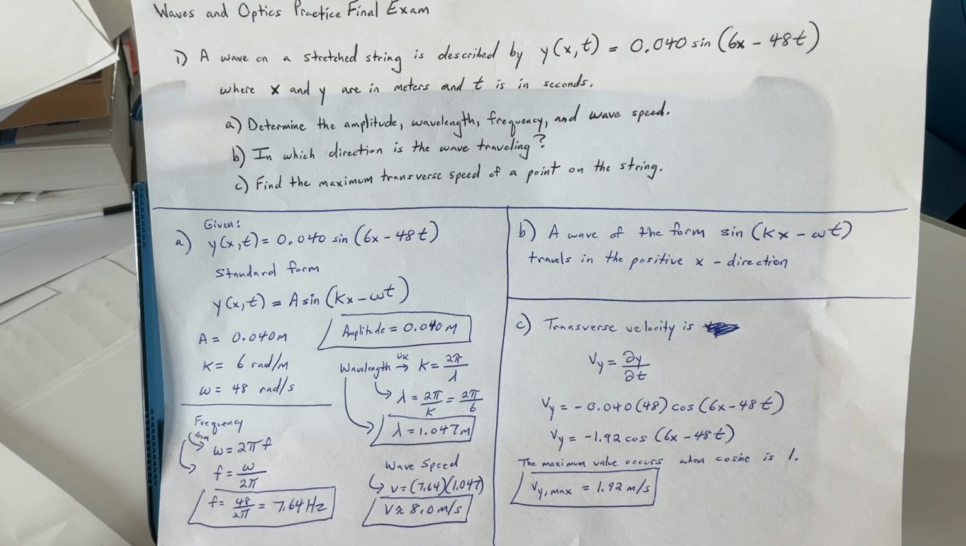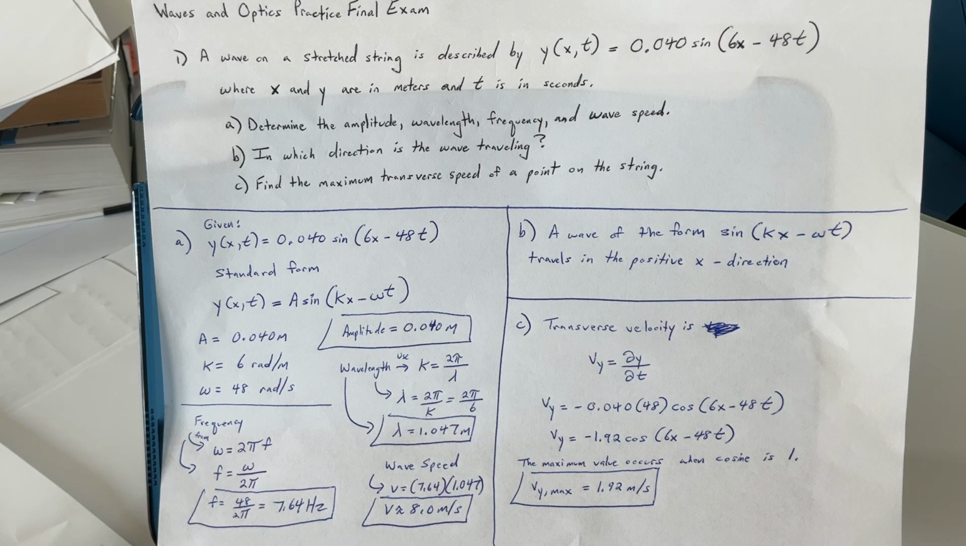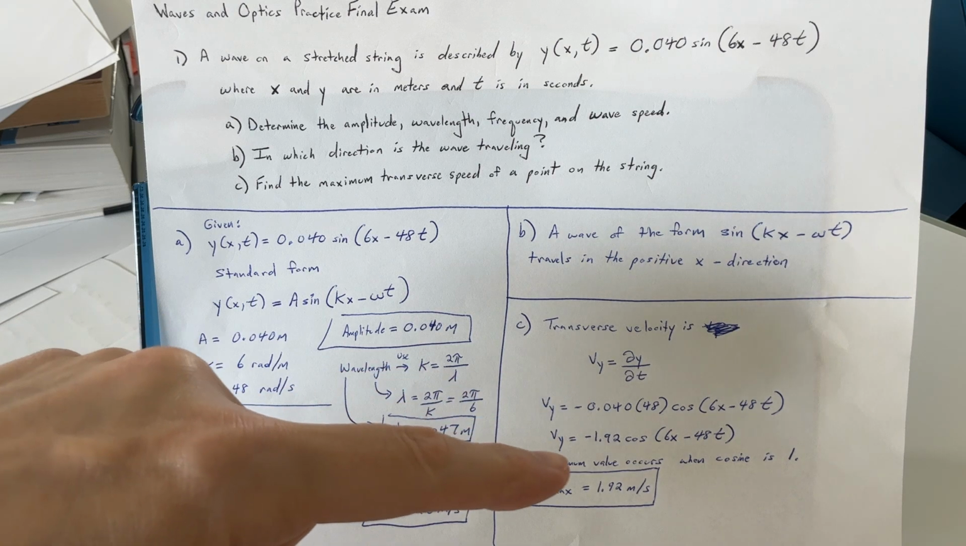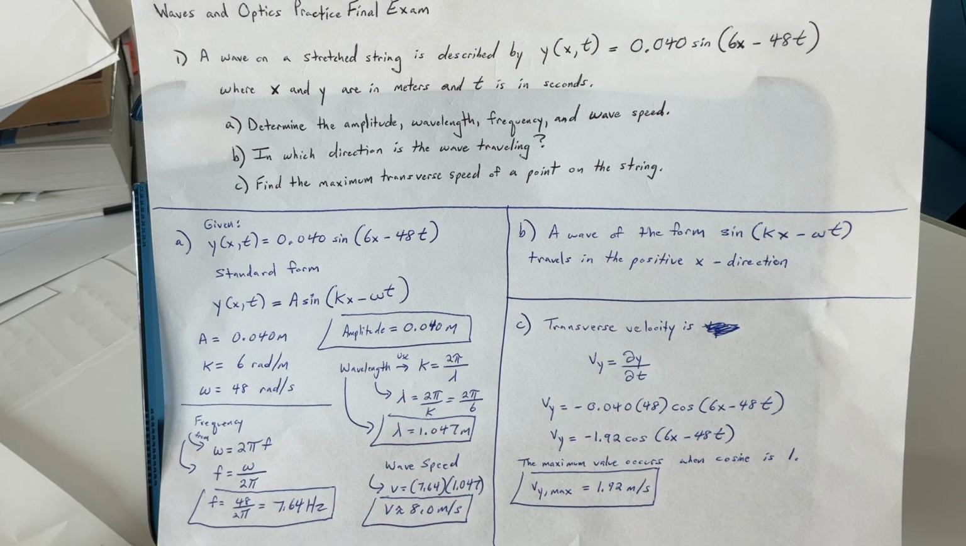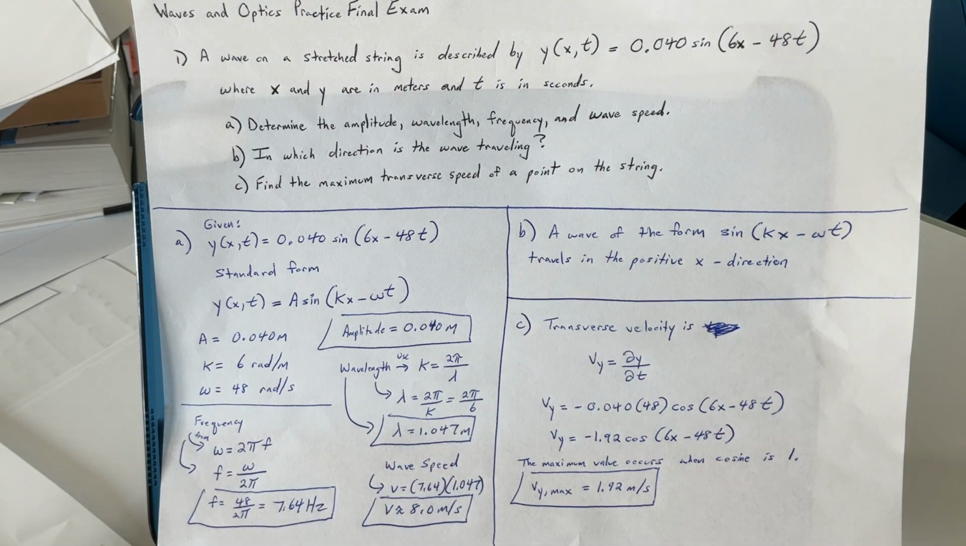Transverse velocity. Find the maximum transverse speed of a point on the string. We take the partial derivative of y with respect to t, ∂y/∂t, and the derivative is negative 0.040 times 48 times the cosine of 6x minus 48t. The maximum value occurs when the cosine is 1. So v_y max is 1.92 meters per second.